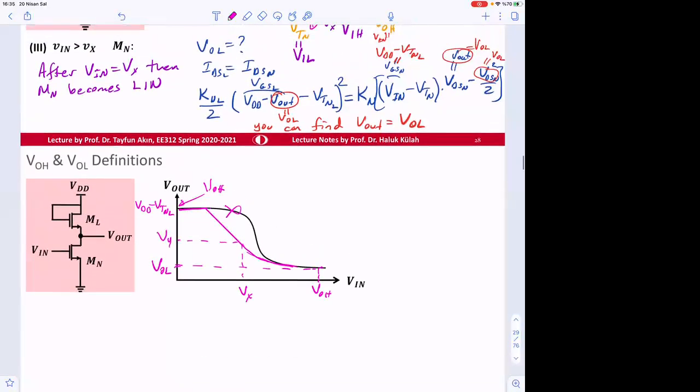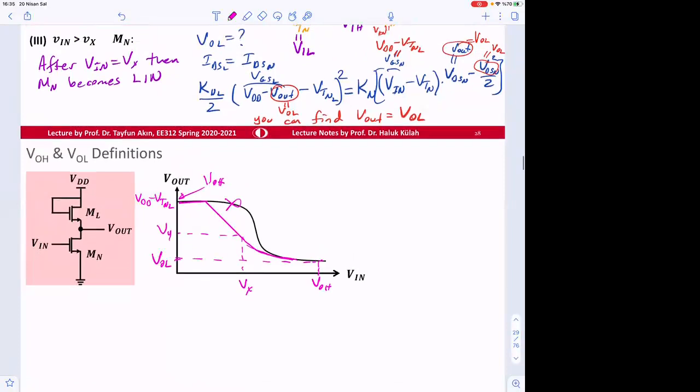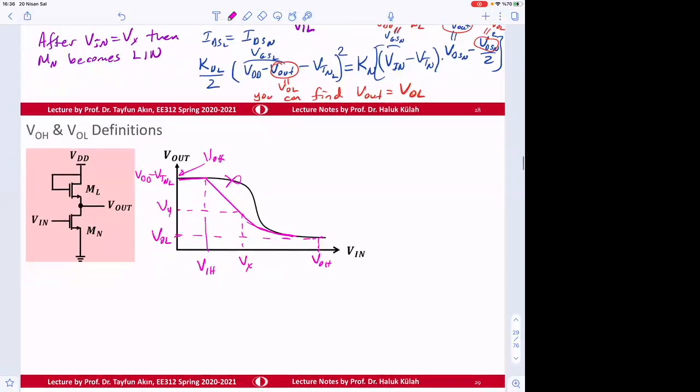You need to solve it for that, as mentioned here. This is the input high, and the input low, I mean, oh, sorry. This is the input low.